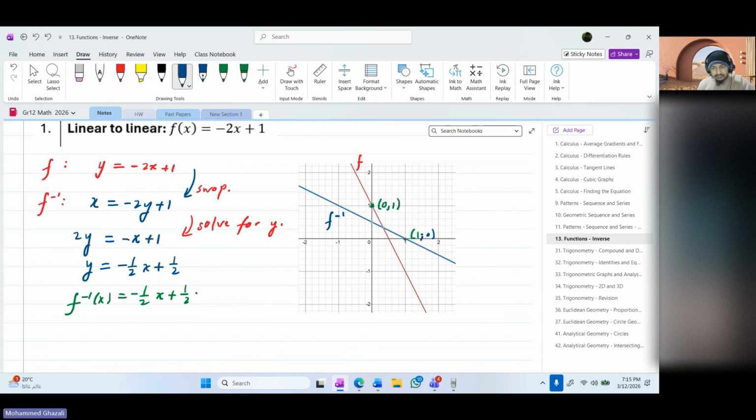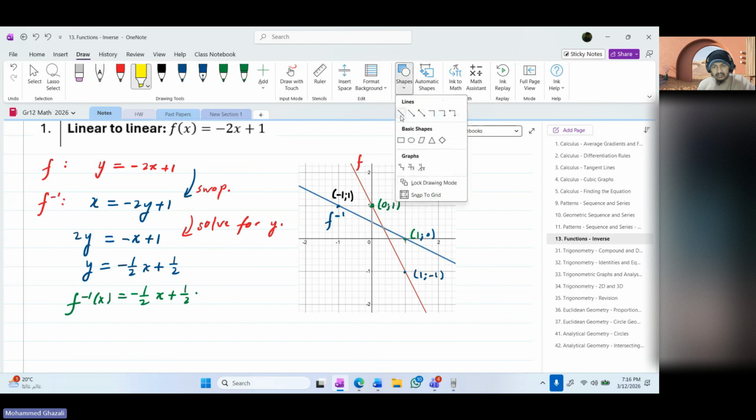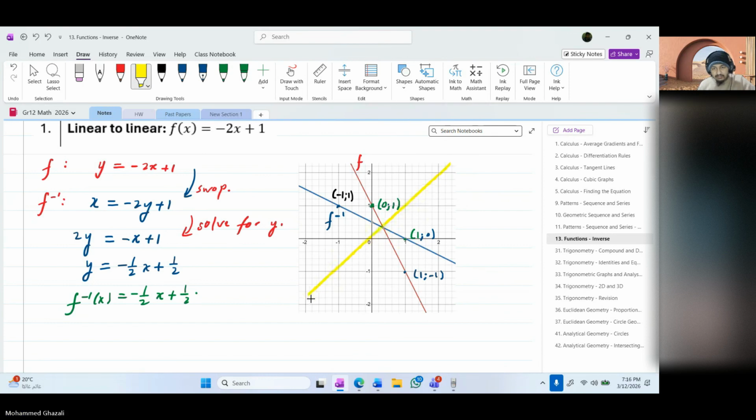Choose another point. Nice point to see. If the point on f is 1 and minus 1, then the point on the inverse will be minus 1 and 1. Yeah, so it works. Now, what does this mean geometrically? It means that if I sketch a line y equals x, okay? So this is a line y equals x. It's not part of the graph. I'm just explaining to you geometrically what this means. And it's not an asymptote, it's just a reflection line.